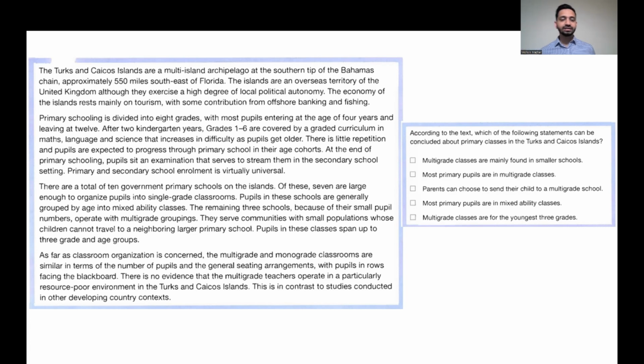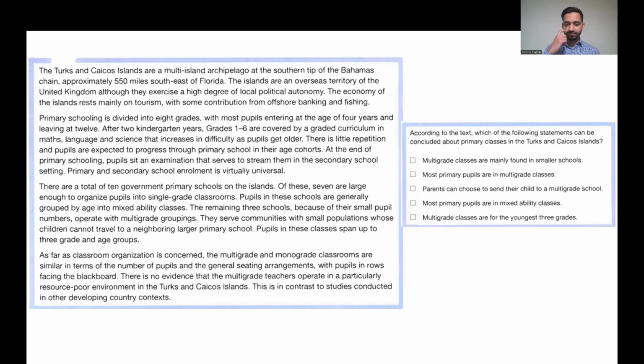So we'll keep reading. The remaining 3 schools, because of their small pupil numbers, operate multi-grade groupings. They serve communities with small populations whose children cannot travel to a neighboring larger primary school. So now we're talking about mixed ability classes. Pupils in these schools are generally grouped by age into mixed ability classes.